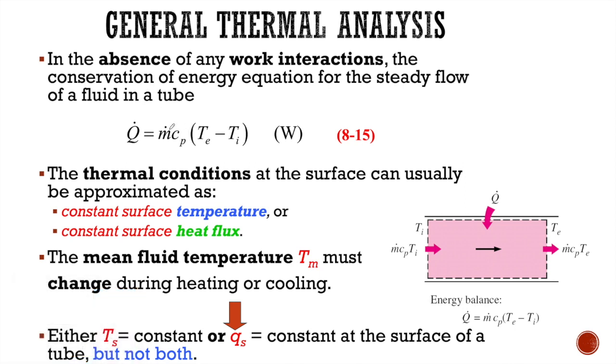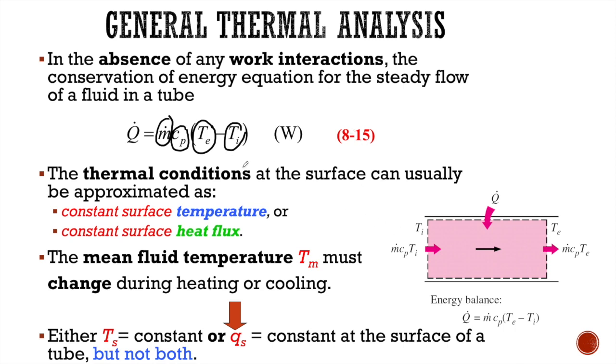m dot here represents the mass flow rate. Cp is the specific heat capacity. Te is the mean temperature at the exit of the system, and Ti is the mean temperature at the inlet.